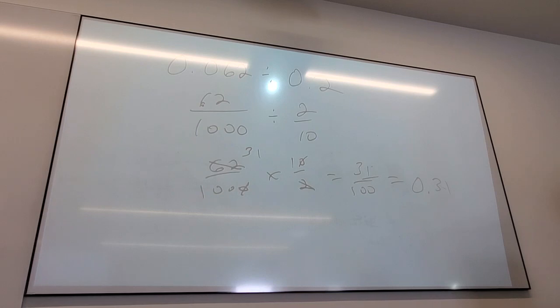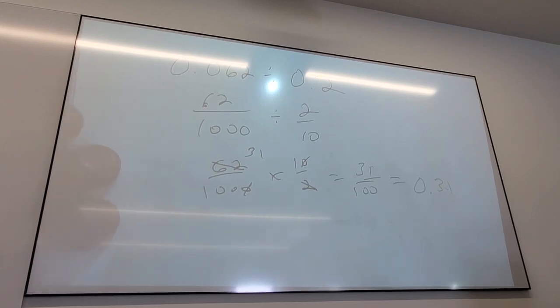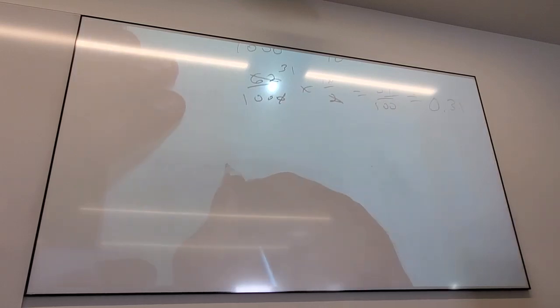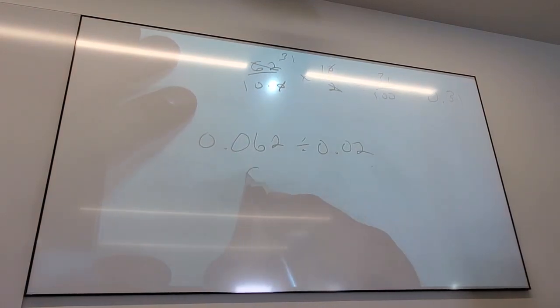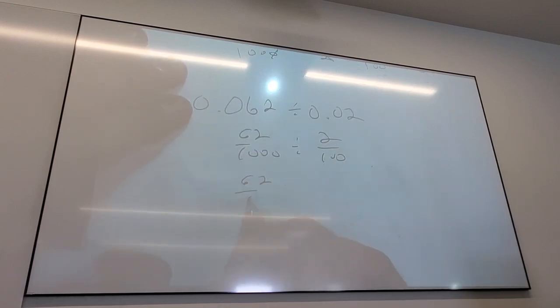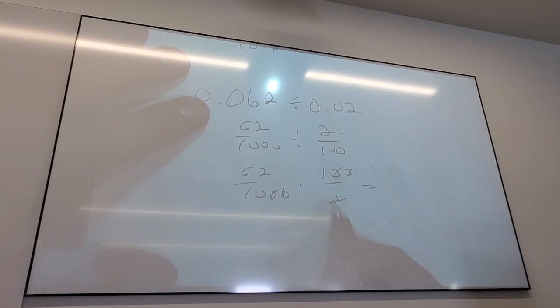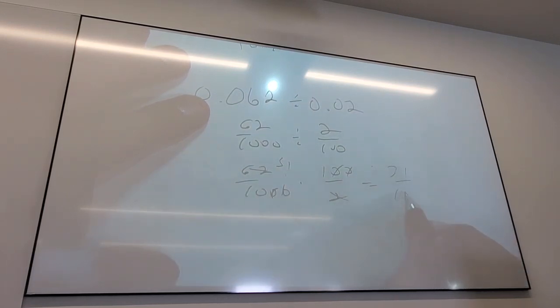So can we just remove a 0 from each one? Like, if it was 0.02, not 0.20, could we just take away both of the zeros from the front? Let's see, if it was 0.062 divided by 0.02? That would be 62 over 1,000 divided by 2 over 100, yes? 62 over 1,000 times 100 over 2. I lose 2 zeros. Okay. You with me? So then 2 goes into 31, and it's 31 over 10, which is 3.1.